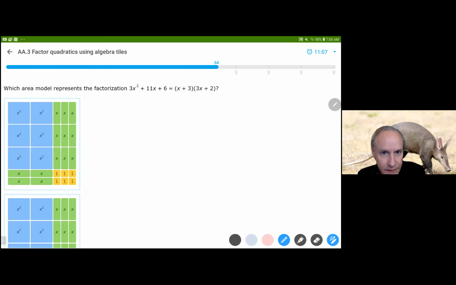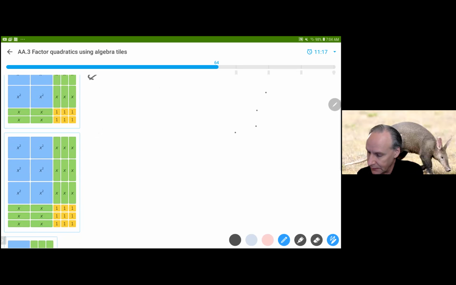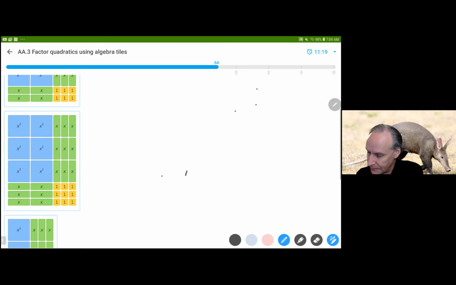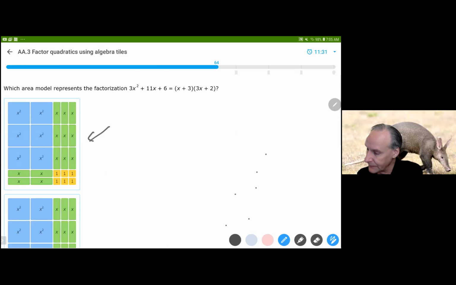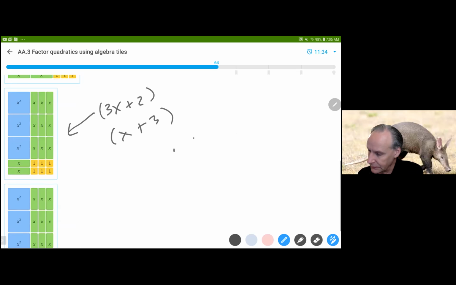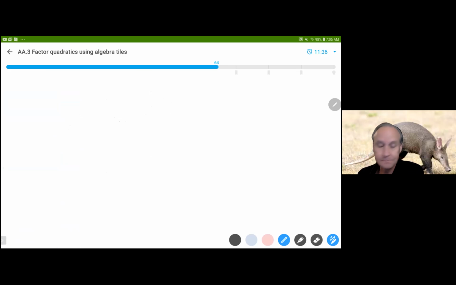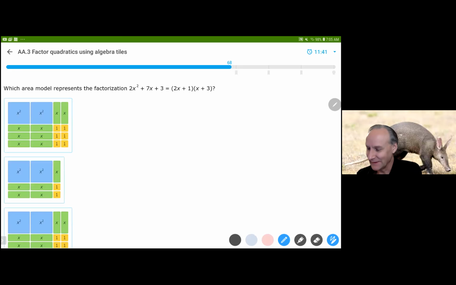Okay, x plus 3, 3x plus 2. I have a 3x plus 2, but not an x plus 3. And not that one. 3x plus 2 and an x plus 3. There it is. 3x plus 2 and an x plus 3. Make sure it's the right one. X plus 3, 3x plus 2. Yeah, that's it. Don't want to make silly errors again.